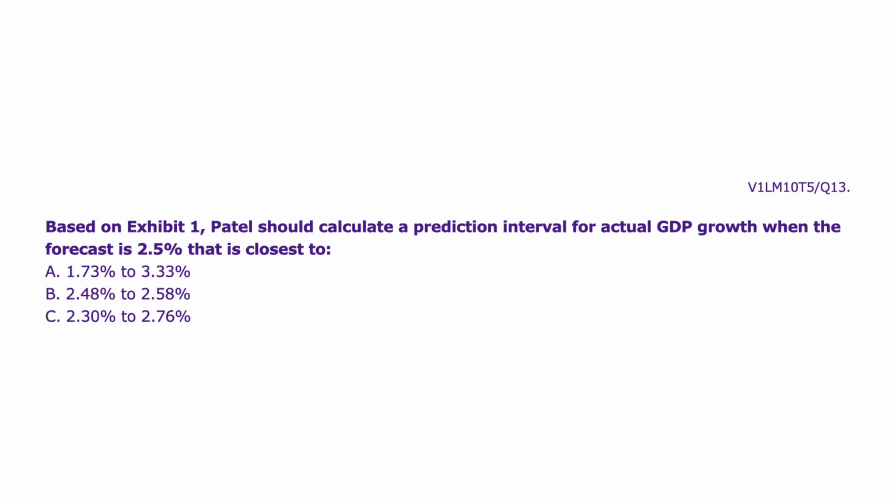Based on Exhibit 1, Patel should calculate a prediction interval for actual GDP growth when the forecast is 2.5% that is closest to A, 1.73% to 3.33%, B, 2.48% to 2.58%, C, 2.30% to 2.76%.